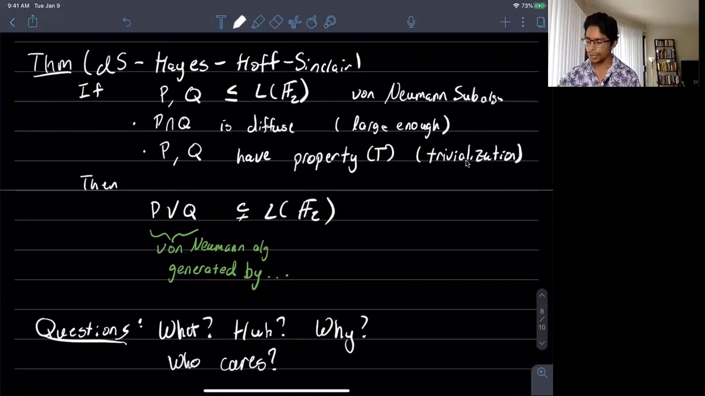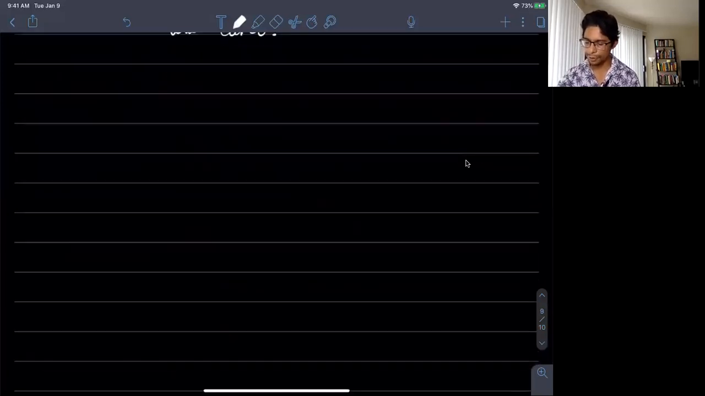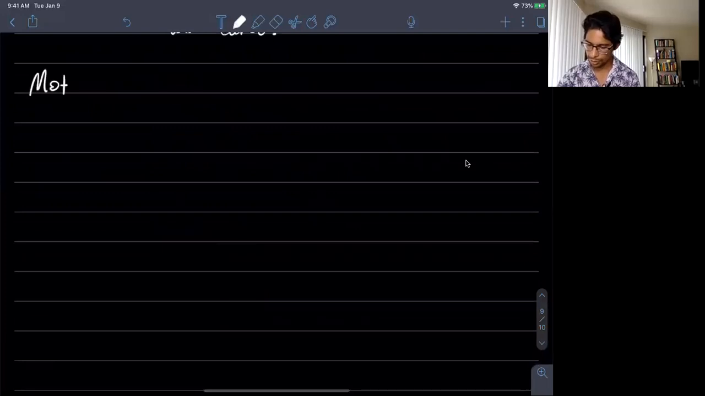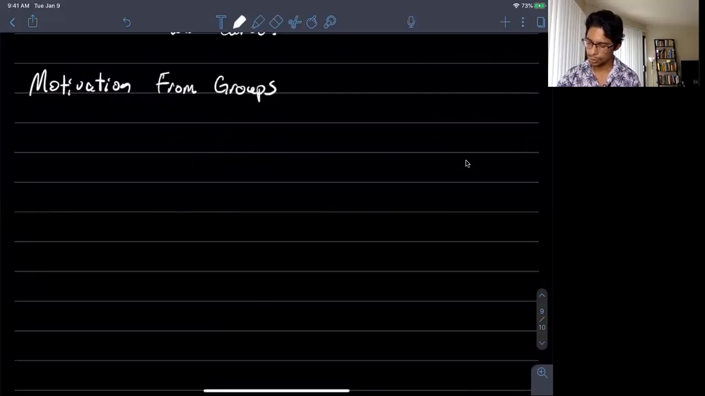So let's start off with a little bit of motivation from groups. If I start with a countable group G, I can describe a function, C of G going into L2 of G.